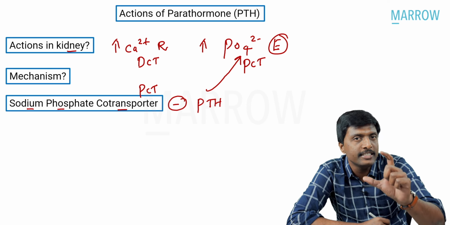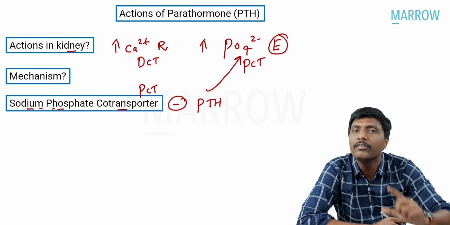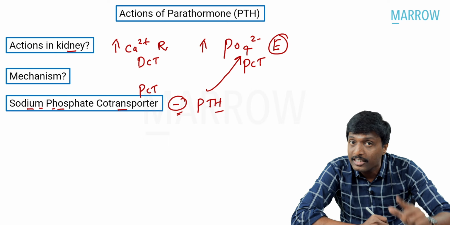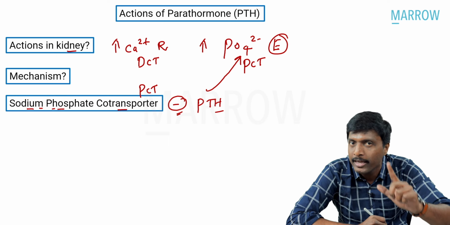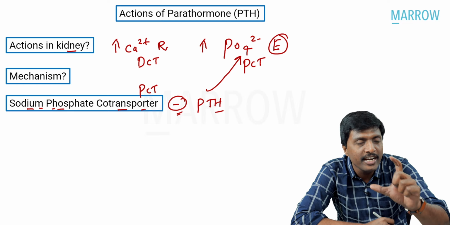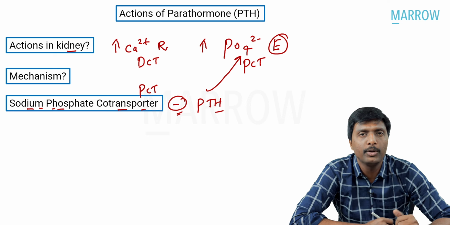This is one important channel present in PCT for sodium and phosphate reabsorption. Parathormone is inhibiting this channel protein, thereby causing phosphate excretion. So this phosphate excretion, phosphate terminating hormone. I will ask you a simple question.